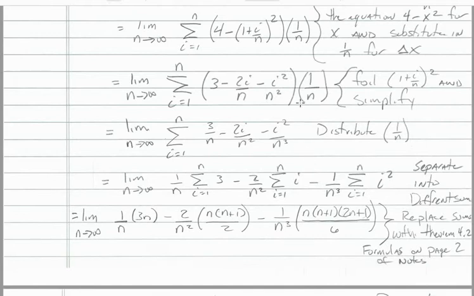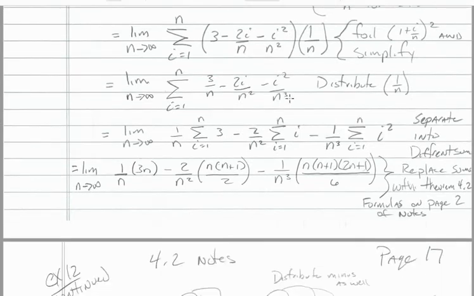We're going to distribute that 1 over n through, and that's going to help us write out our different sums. Notice they're all in different fractions right now, but we still need that n to go with each one. You can also multiply by 1 over n at the end if you want. I'm going to distribute it here. So we get the limit as n approaches infinity of the sum from i equals 1 to n of 3 over n minus 2i over n squared minus i squared over n cubed.